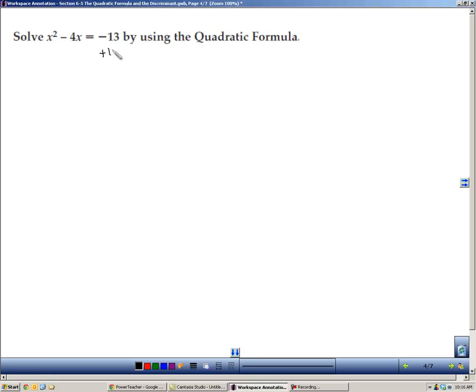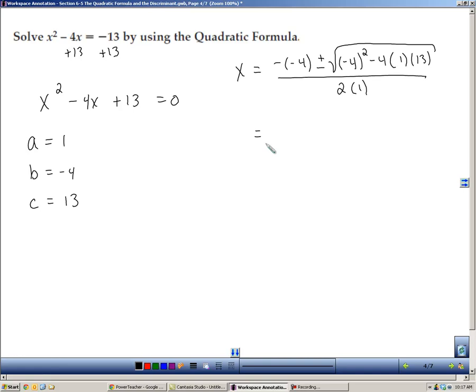For this one, I'd like to add 13 to both sides so that I can get this equal to 0. Now I can see my a is 1, my b is negative 4, and my c is positive 13. So here we have the opposite of negative 4, which is going to give me 4. Then we have negative 4 squared, which is 16. And then we have a minus 52. 4 times 13 is 52. And that's all over 2. So 4 plus or minus the square root of negative 36 over 2.